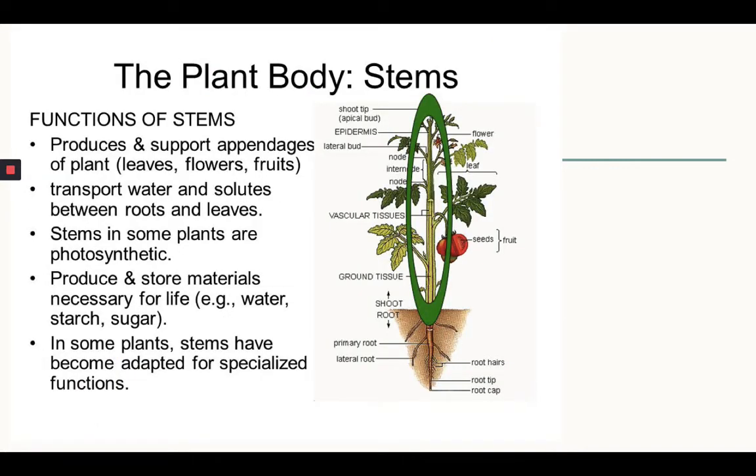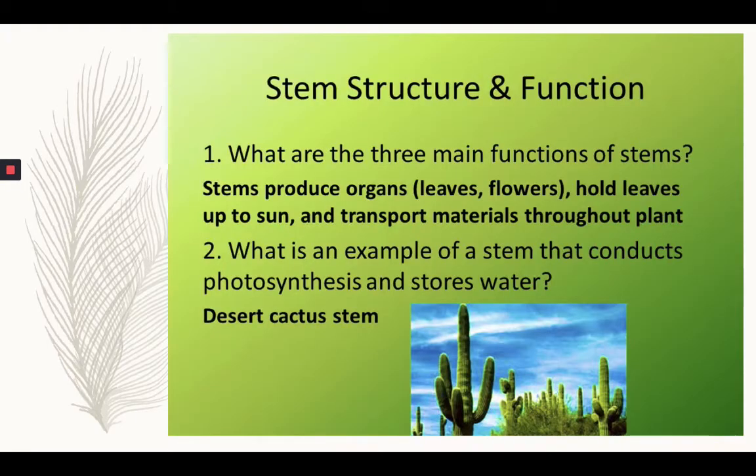The second part of the plant is the stem. It can be green, or in the big plants you can see that it's brown or gray. It also transports water and solutes between leaves and roots. It produces and stores materials necessary for life, and in some plants stems have become adapted for specialized functions, such as in the desert cactus stem. Their stems are adapted to store more water, because they inhabit deserts and need more water stored.